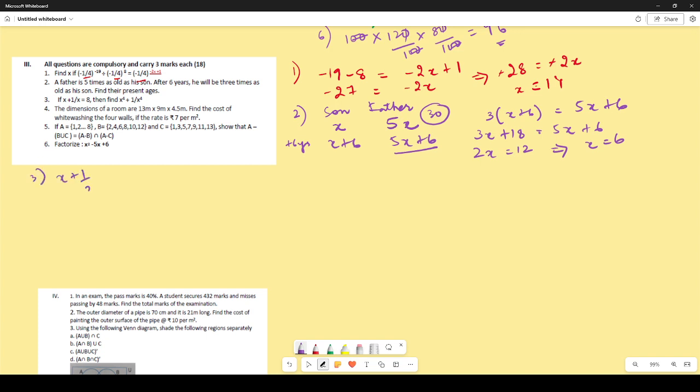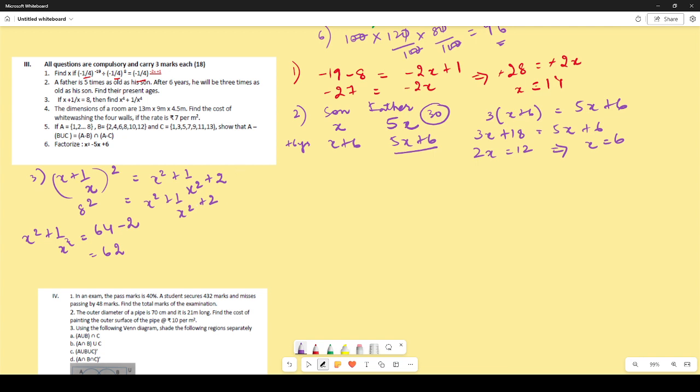x plus 1 by x is 8. So what are you supposed to do? Square it: (x plus 1 by x) whole square is equal to x square plus 1 by x square plus 2. First and foremost, remember to write the correct formula. Now this is 8 square, so 8 square equals x square plus 1 by x square plus 2. 8 square is 64. So x square plus 1 by x square becomes 64 minus 2, right? So it becomes 62.